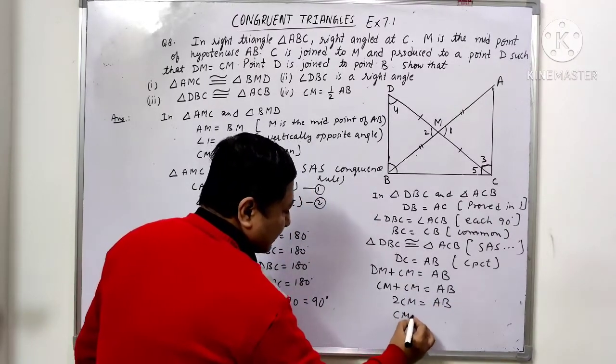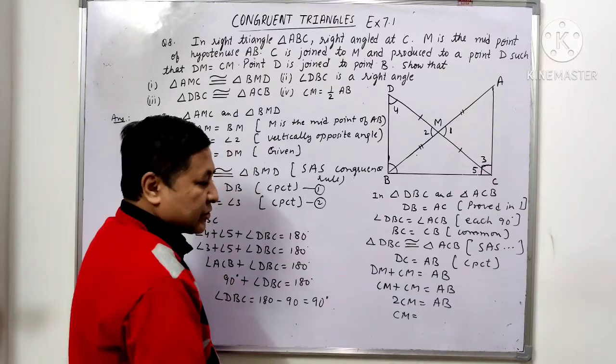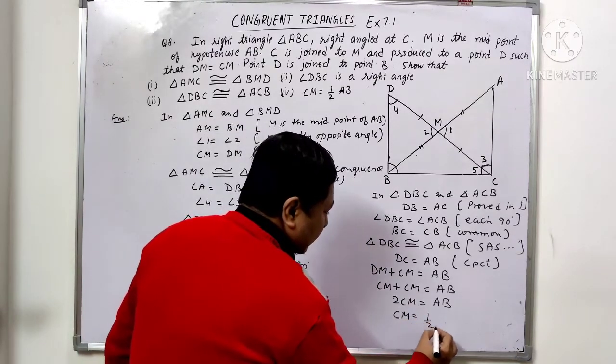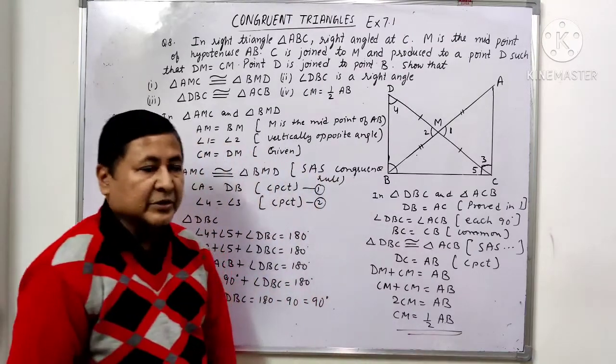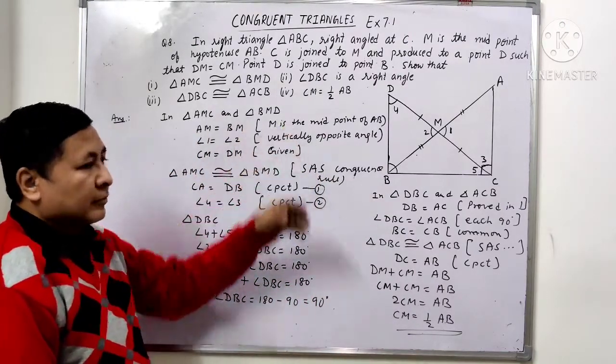So we can write, we'll take this 2 across and we'll get the answer, that CM is equal to half of AB. So we have proved all the 4 parts here.